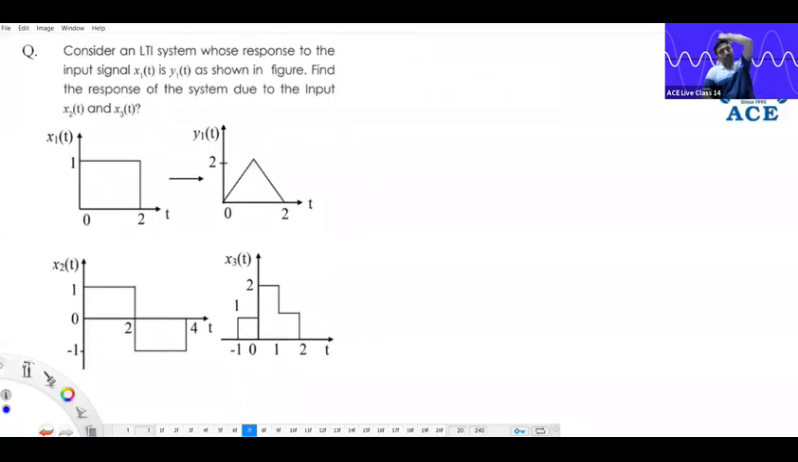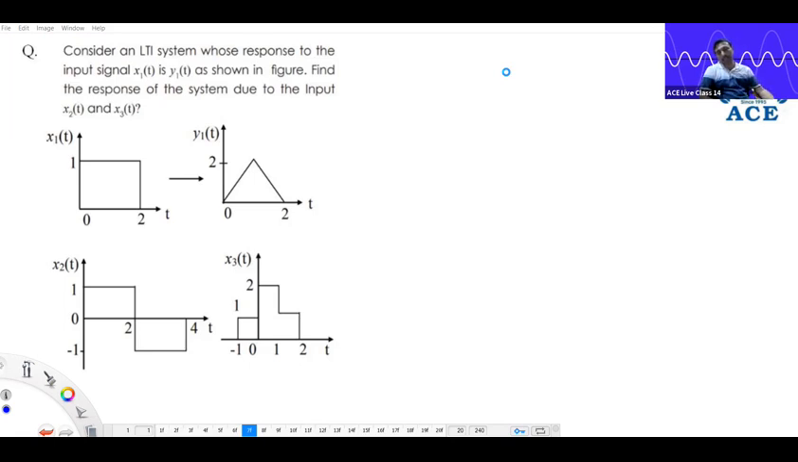Study this question and answer me. Consider an LTI system whose response to the input x1 of t is y1 of t. Find the response of the system due to the other two inputs. The system is named as an LTI system. For an LTI system, a rectangular input is producing a triangular output. It is expected to find the output due to the other two inputs.